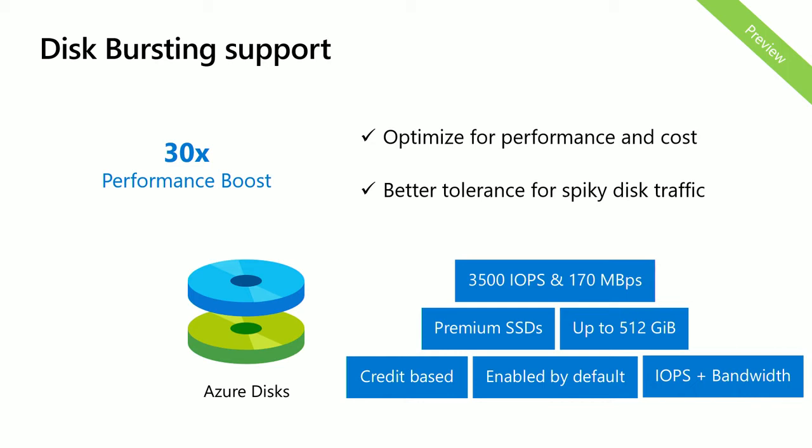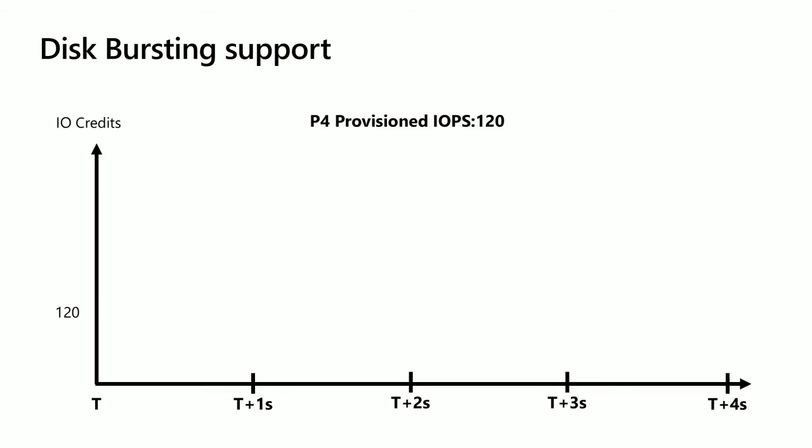I would like to go into a bit more detail to explain how this credit-based bursting works. So let's say I have a P4 disk. It has a provisioned IOPS of 120. Let's say in the first second, I don't have any disk traffic, so I'm going to accumulate credit. At the start of every second, you get additional credits based on the provisioned rate. In this case, my disk is provisioned for 120 IOPS, so I get 120 credits.